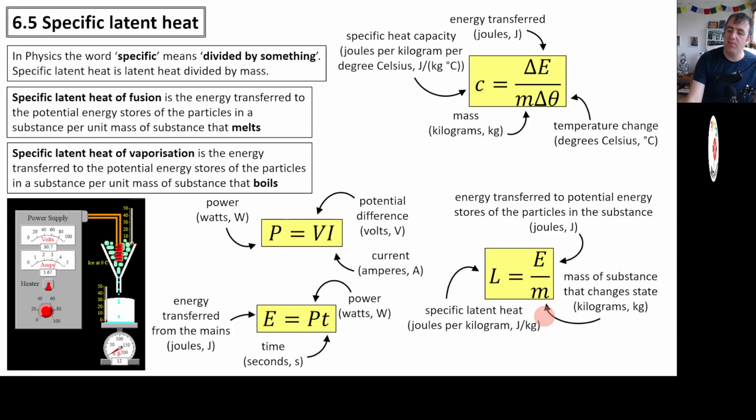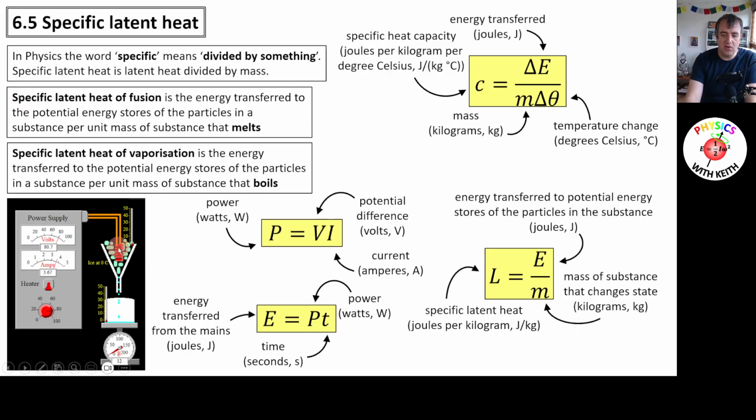We use an L for specific latent heat. Now, unfortunately, sometimes the exam board forgets the importance of the word specific and they just talk about latent heat. Latent heat, technically, is the E, the energy transferred to potential energy stores of the particles in the substance. That is what we mean by latent heat. Divided by mass, we now have specific latent heat.